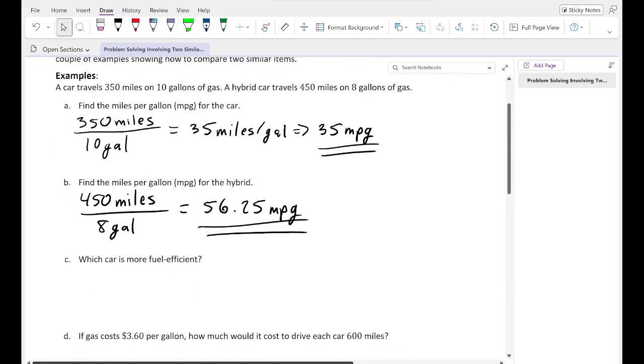So we've figured out something between these two vehicles, and we can answer the question, which car is more efficient, the regular car or the hybrid car? And we can see that the hybrid gets much better fuel efficiency per gallon of gas. So which one's more efficient? Obviously, the hybrid.